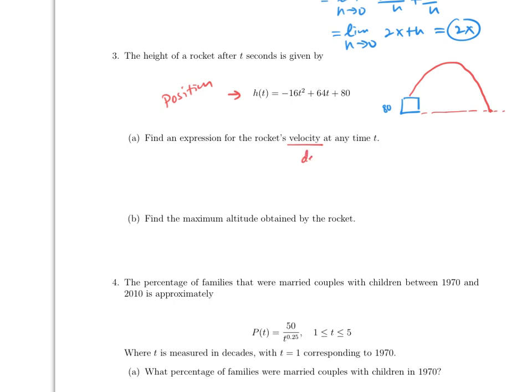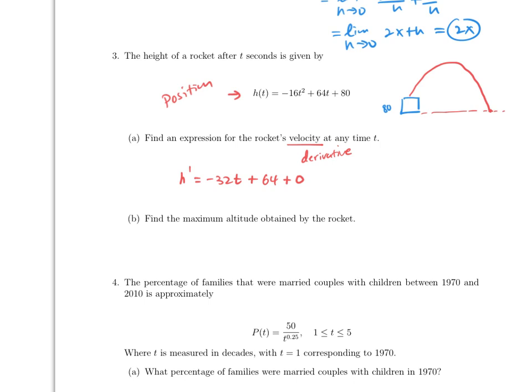So velocity is the derivative. Therefore, how much is h prime? Well, remember this multiplies this, so that should give you what? Minus 32t plus, what happens to this part? You end up with just what? 64. And the derivative of 80 is 0. Why? Because 80 is a constant.